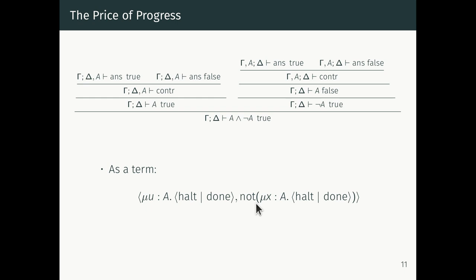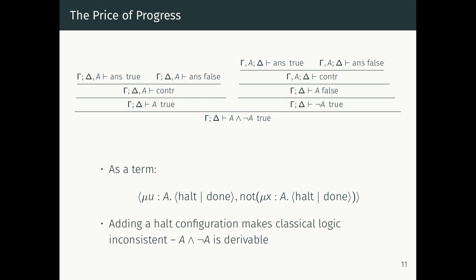We can show that not A is provable by constructing a refutation that says assume A is true and then immediately use the contradiction halt and done. So there's no interesting logical reading of this term at all. So our logic is now inconsistent, and A and not A is derivable.